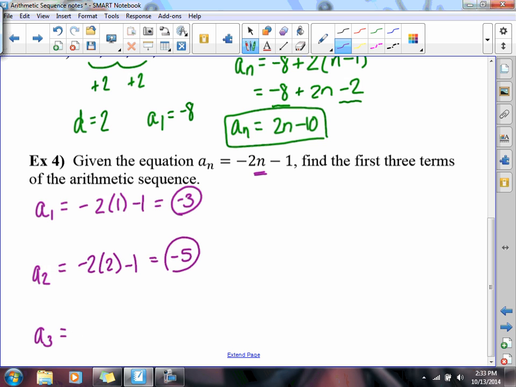And then the 3, I'll have -2 times 3 minus 1. So -2 times 3, that's -6 minus 1. That's a -7. There's the first 3 terms in my sequence. And notice that they're following the same pattern. We're subtracting 2 every time.